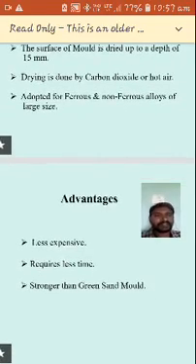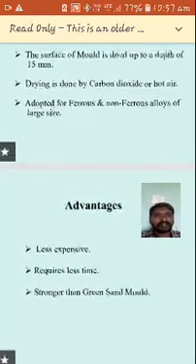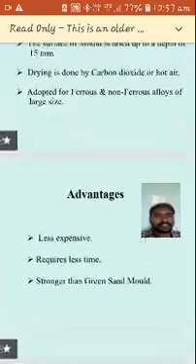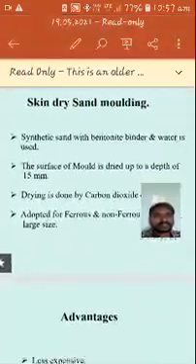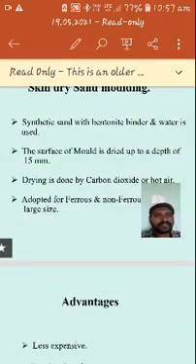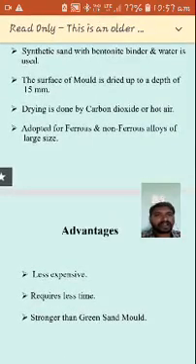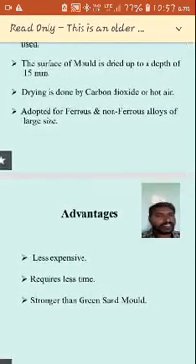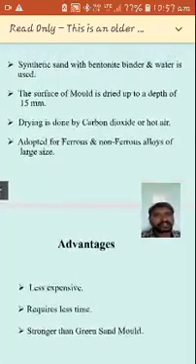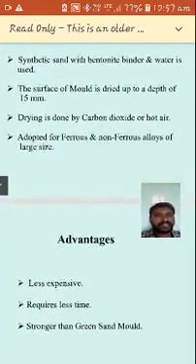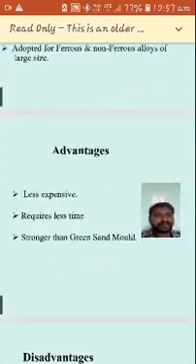Adapted for ferrous and non-ferrous alloys of large size castings. This is skin dried, so only up to a part of the depth we go for the drying process. The drying can be done by carbon dioxide or hot air. After immediate drying, you can go for the molding and pouring the molten metal.